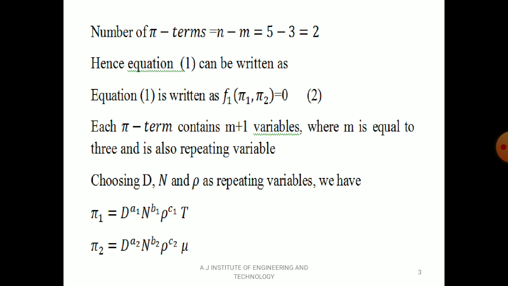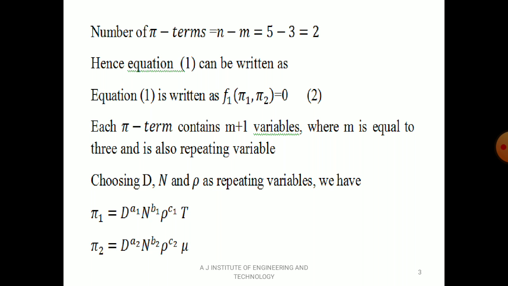Then each pi term contains m plus 1 variables, where m is the number of repeating variables. So each pi term, that is pi 1 and pi 2, contains m plus 1 variables, where m is the number of fundamental dimensions, equal to 3 here. So 3 plus 1 variables. Each pi term should contain 4 variables.